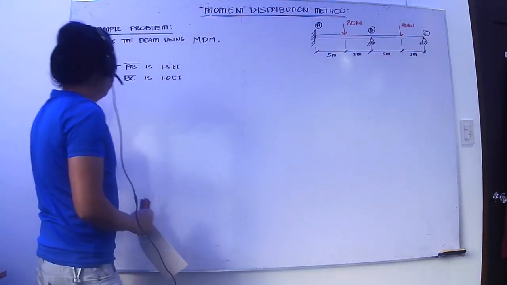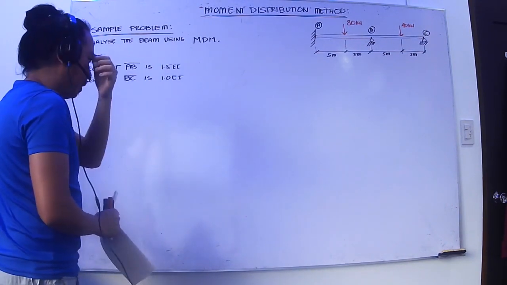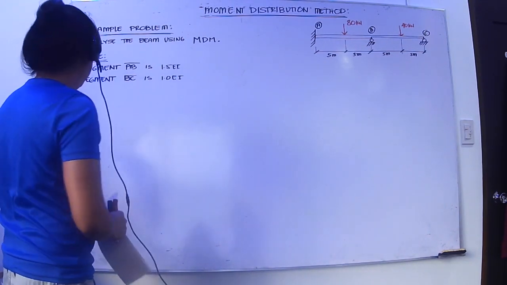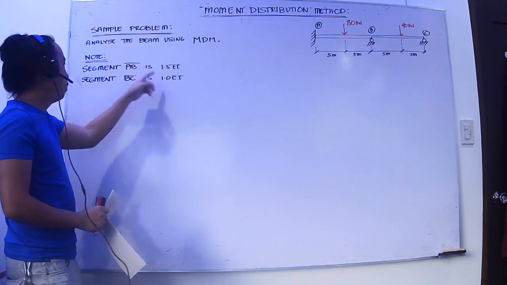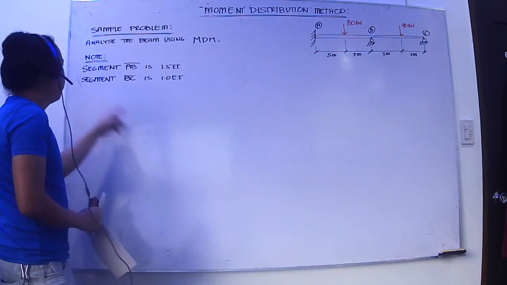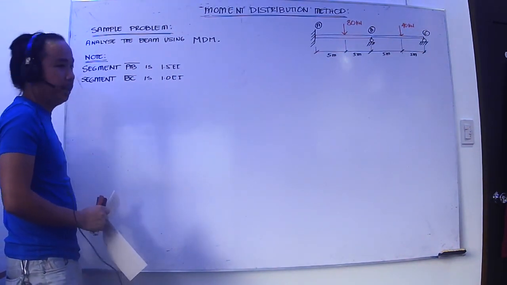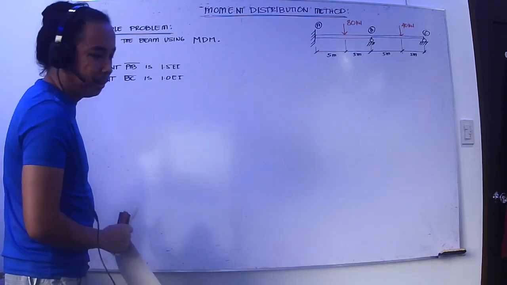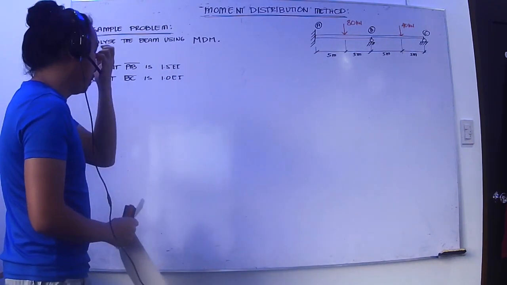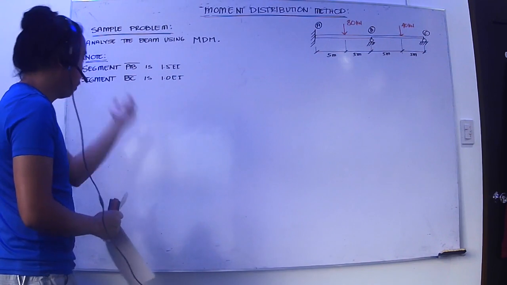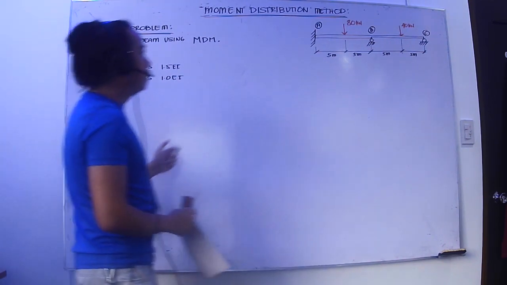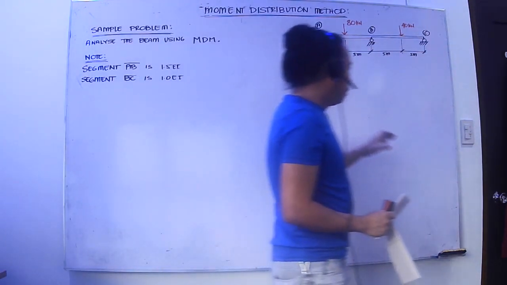An additional thing to note is that segment AB is 1.5 EI and segment BC is 1.0 EI. So the moments of inertia differ in this case.